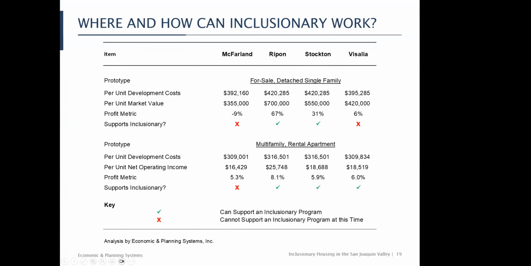So this is just a brief summary of the feasibility analysis that we just went through in each of the 4 cities, but it lays it all out just side by side for a quick snapshot. For each prototype, our for sale single family detached and our multifamily rental, we identified per unit development costs and sales prices for each product type, and then we calculate the profit metric. So the green check marks mean we estimate an inclusionary program would be feasible, while a red check mark means inclusionary may not be feasible.